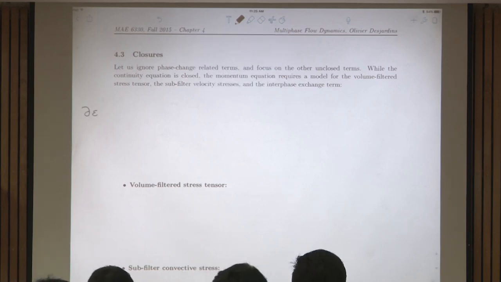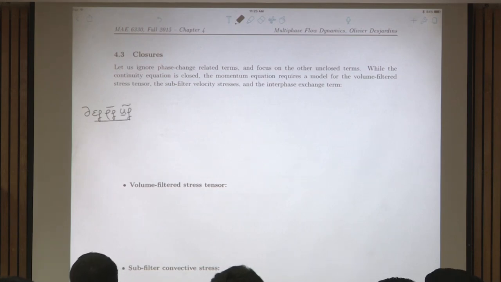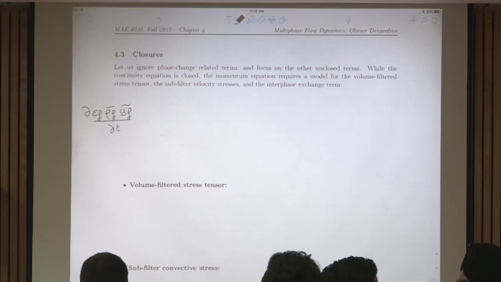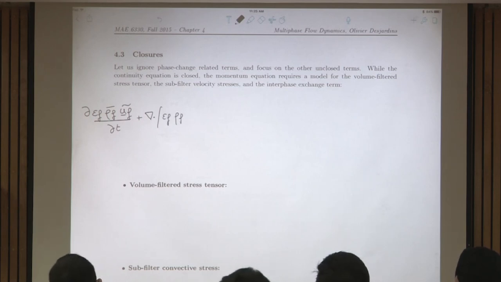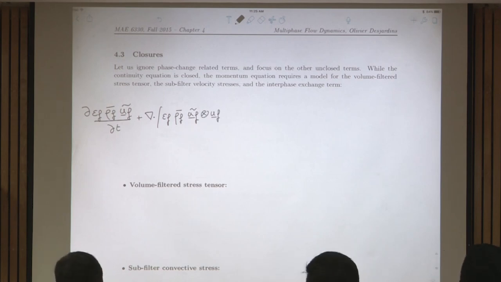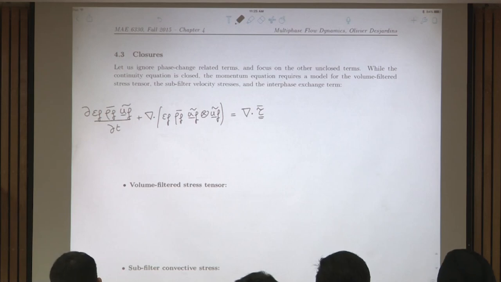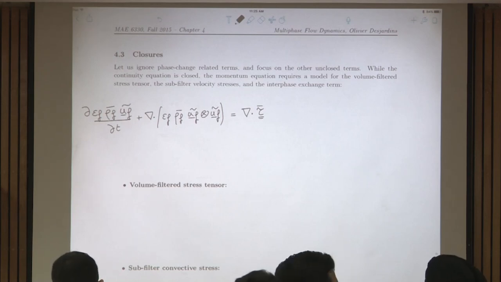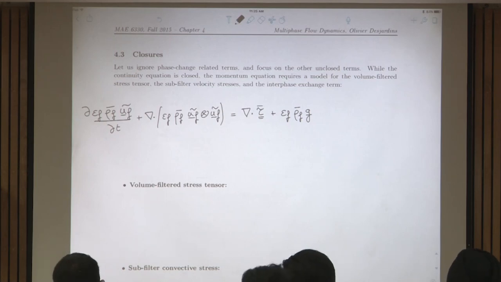D epsilon f rho f bar uf tilde dt, plus divergence of, so we did that already, epsilon f rho f uf tilde, and we have the filtered stress tensor. If we only include gravity, it will look like epsilon f rho f bar times g, the gravity field.